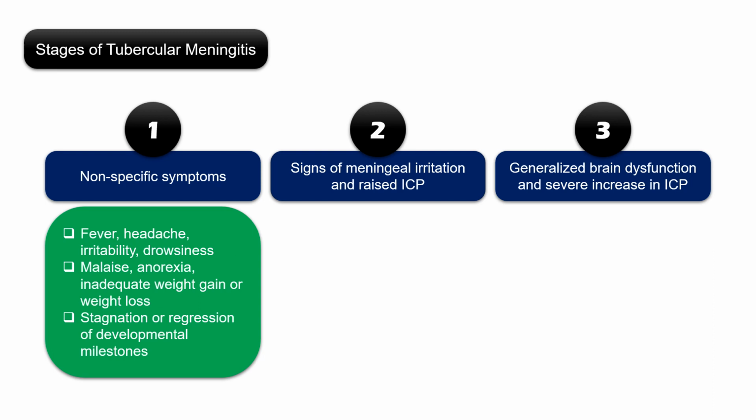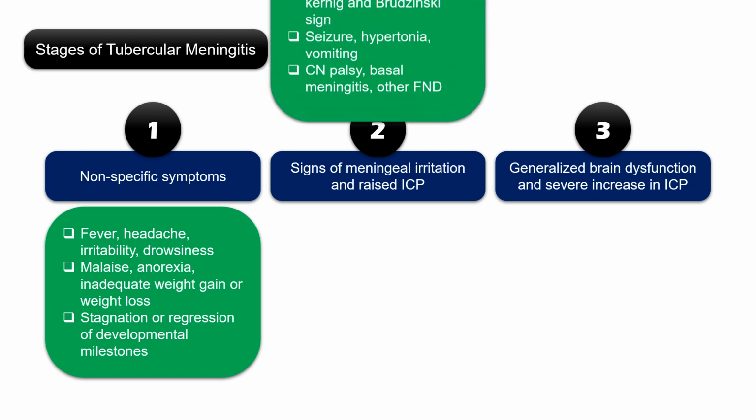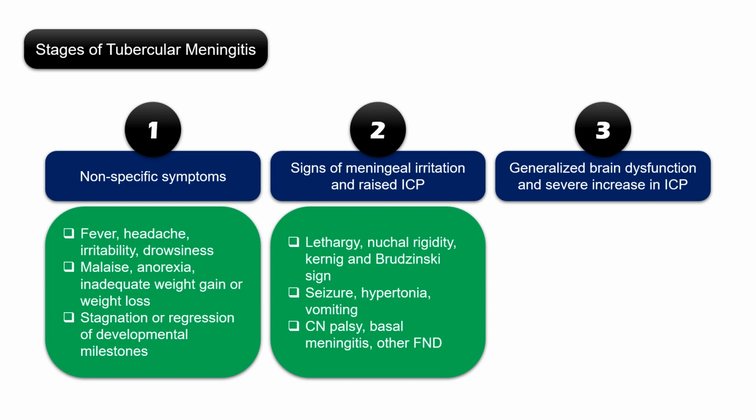Second stage, signs of meningeal irritation and signs of raised ICP. So what are the signs of meningeal irritation? We know that nuchal rigidity, lethargy, Kernig sign, Brudzinski leg sign, Brudzinski neck sign, and signs of raised ICP like seizures, hypertonia, vomiting, and cranial nerve palsy, basal meningitis, and other focal neurological deficits.